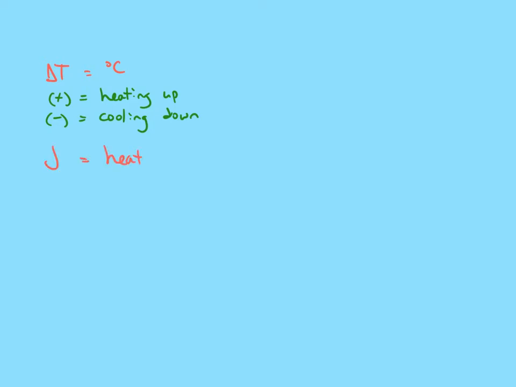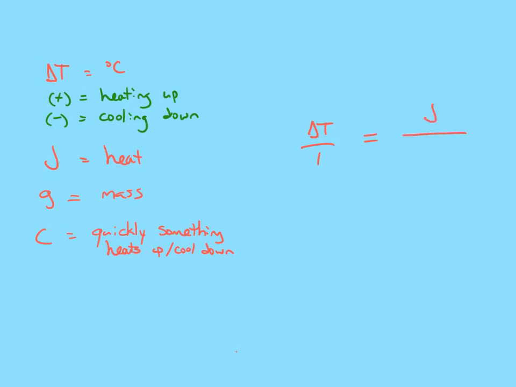Joules, which is a measure of heat. You've got grams, which is a measure of mass, and you've got a C value. Once again, that C value tells you how quickly something heats up or cools down. Something with a large C value heats up slowly, and something with a low C value heats up quickly. The formula that we use these four variables in looks like this. On one side of the equal sign, we put delta T over 1. And on the other side of the equal sign, we put joules divided by grams times the C value.